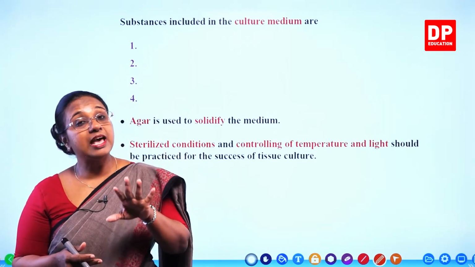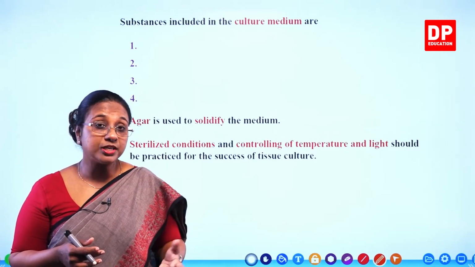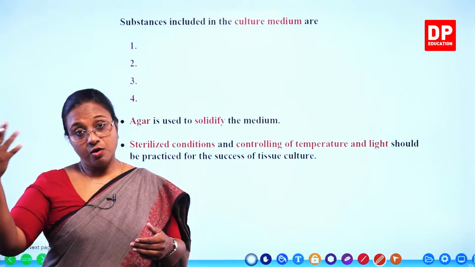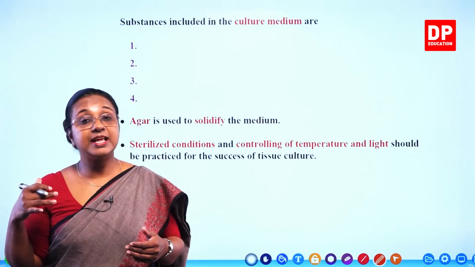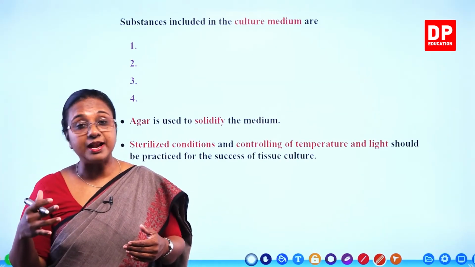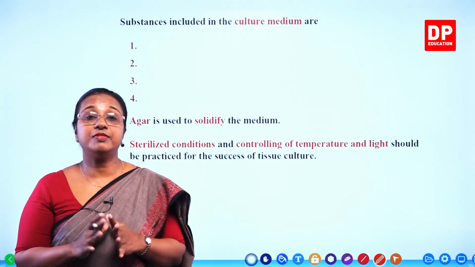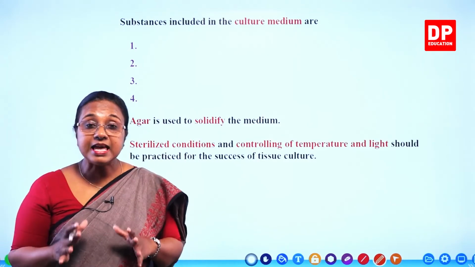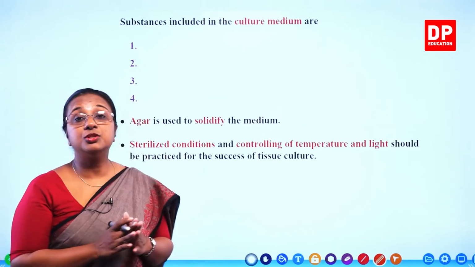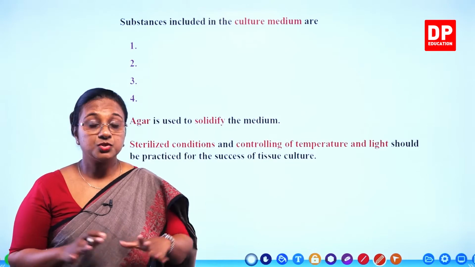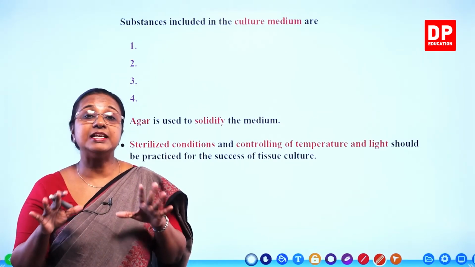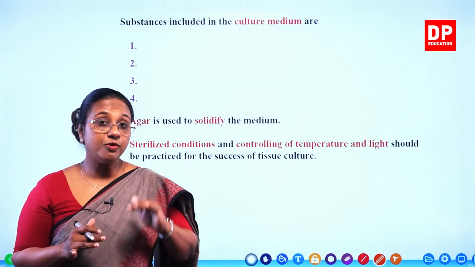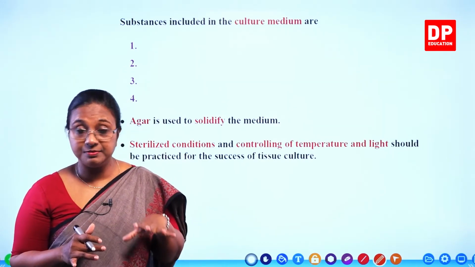And in soil, there is air, then there's water, there are nutrients, and it can inhale or intake oxygen as well as carbon dioxide from the atmosphere. So for the growth of the plant, it needs certain substances. The same things have to be provided through the culture medium. So we need to have a culture medium that is somewhat solid. So there, as I told you all before, we use agar to solidify the medium.